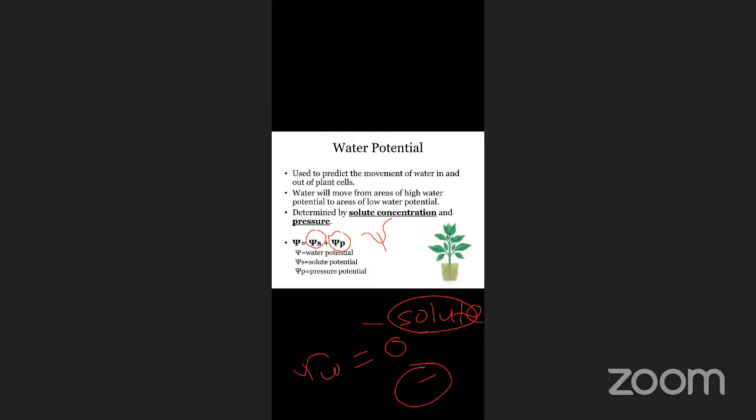Right. Because here the free movement of water is high. When you add solutes, automatically the free movement decreases. That's why you are unable to stir it well. Right? Okay. So that is called solute potential. So just discuss one by one.